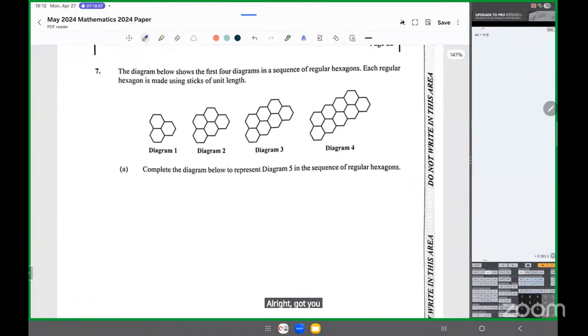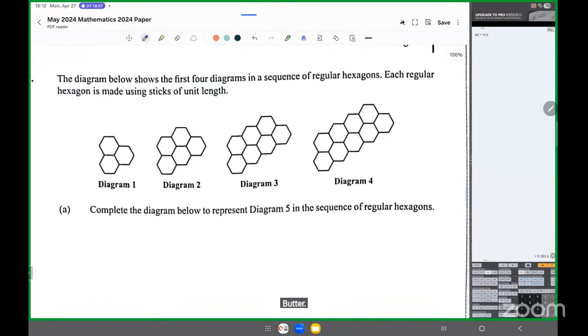Next question. Pattern. The question says, the diagram below shows the first 4 diagrams in a sequence of regular hexagons. Each regular hexagon is made using sticks of unit length. All right. So basically, I want to see how they go from one to the next. That's what we have to observe, how they move from one to the next.